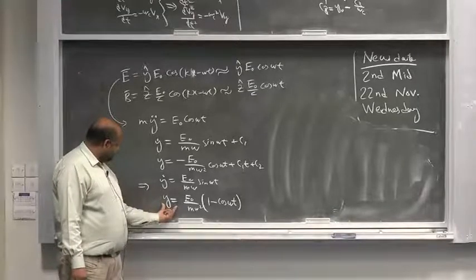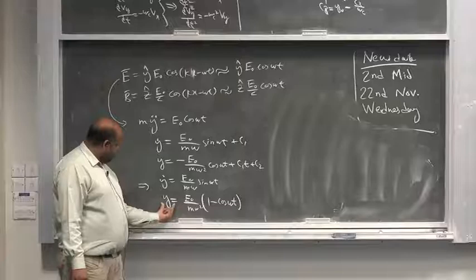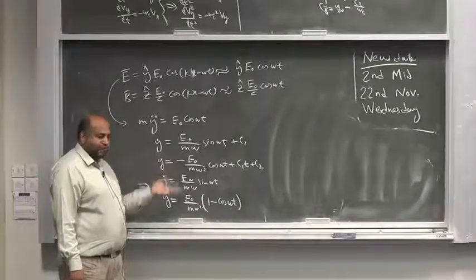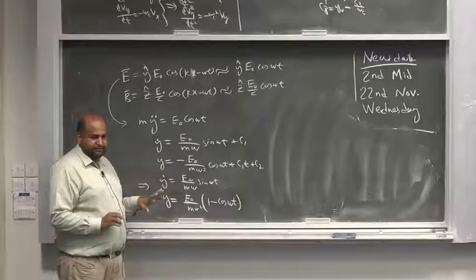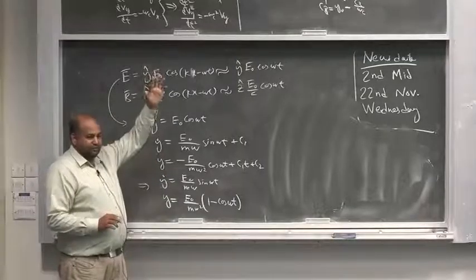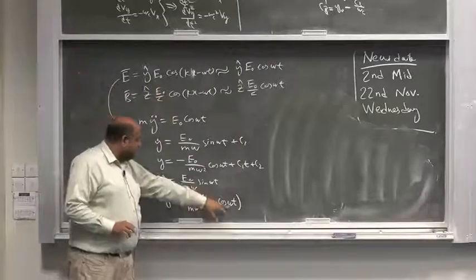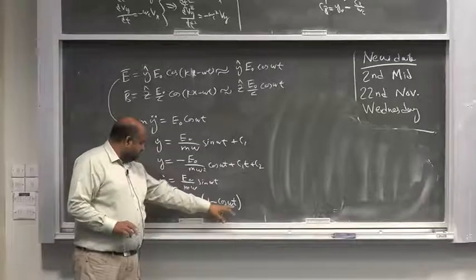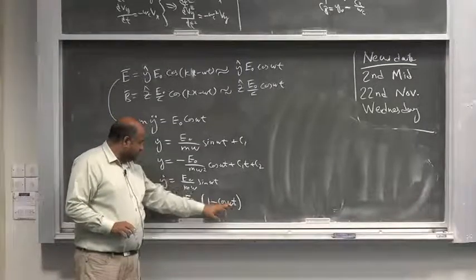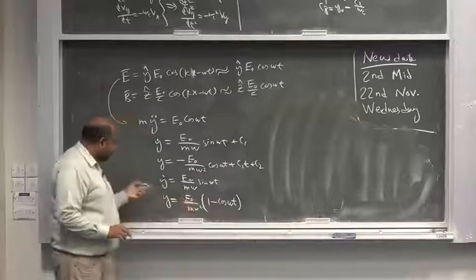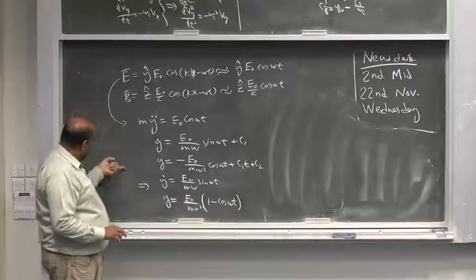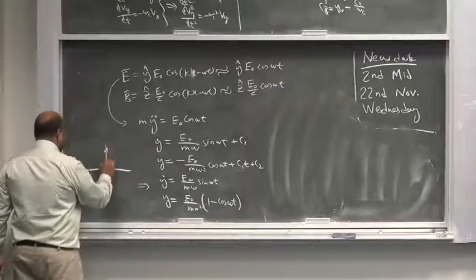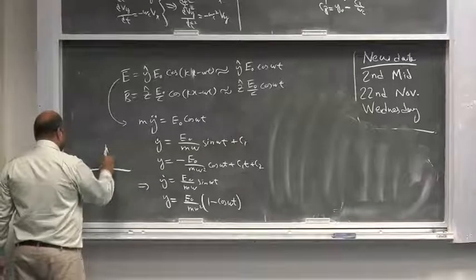So you see, on average, the particle isn't going anywhere. It's just oscillating along the y-axis, and that's it. It doesn't move away from the origin, because this is oscillatory and this is a constant, so it remains there. And you can see that when t is equal to 0, this is 1, so 1 minus 1 is 0. It starts from the origin and goes above. So if this is the origin, it goes here and comes down to the origin, then it goes again. So it's oscillating here.